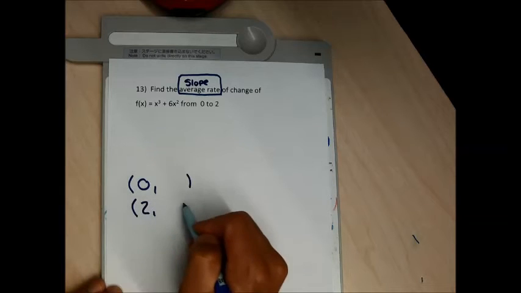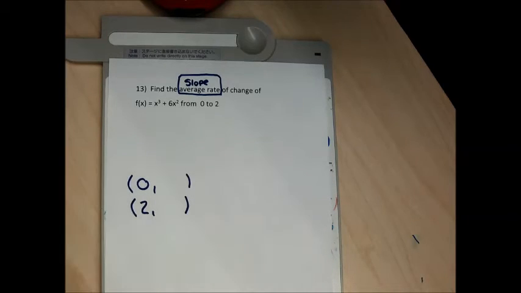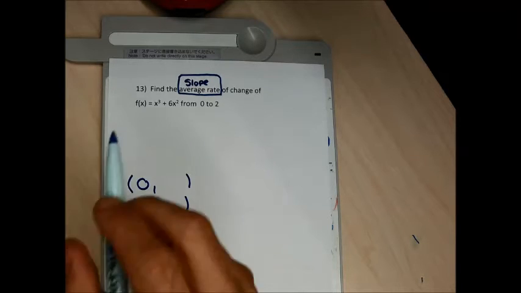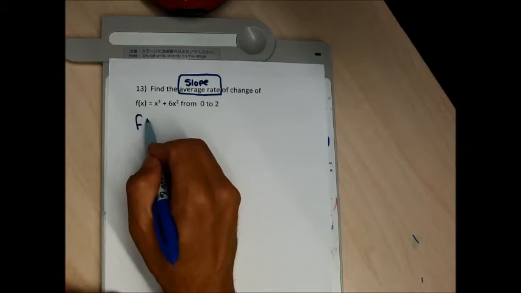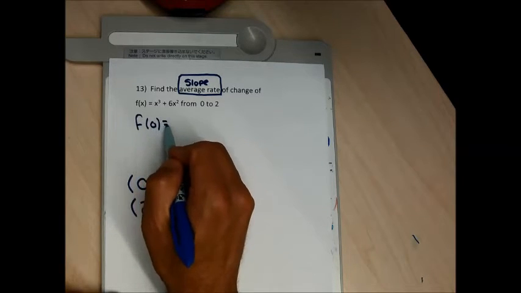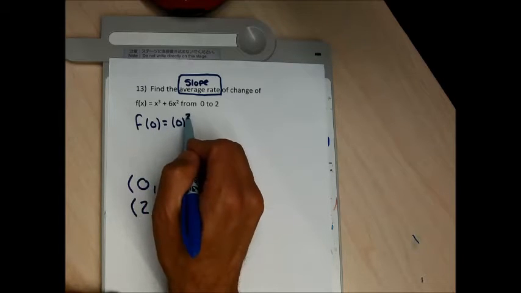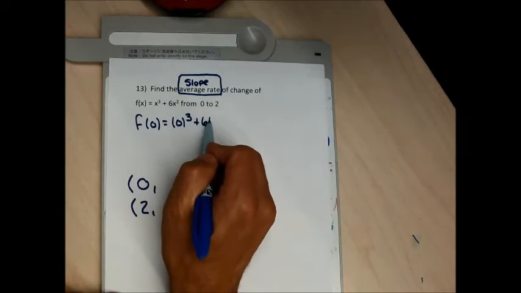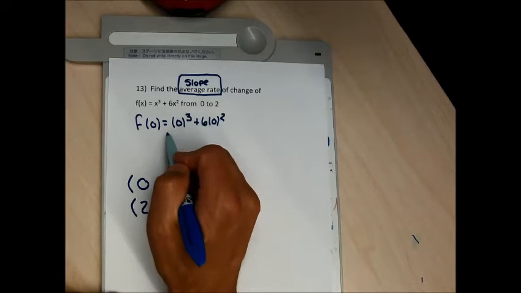And the 0 and 2 that are given in this problem are the x-coordinates for each of the 2 points that I need to find the slope between. I need to get the y-coordinates. The first y-coordinate I'm going to get by plugging in 0 for x. I go 0 cubed plus 6 times 0 squared, and that's going to give me 0.